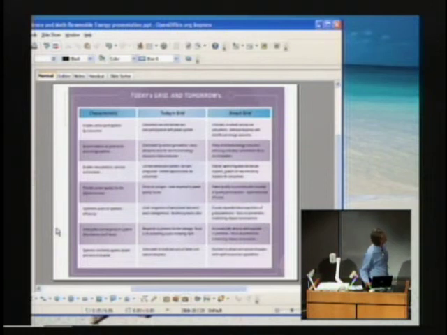It's, let me see. Yeah, let me just redo things here. I guess you can see those things pretty well.